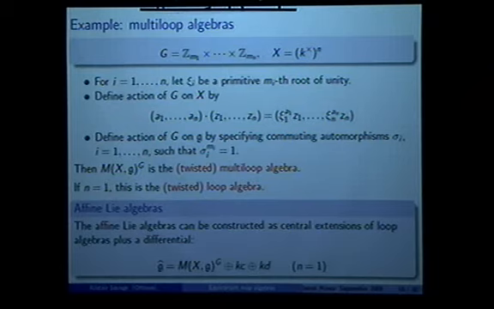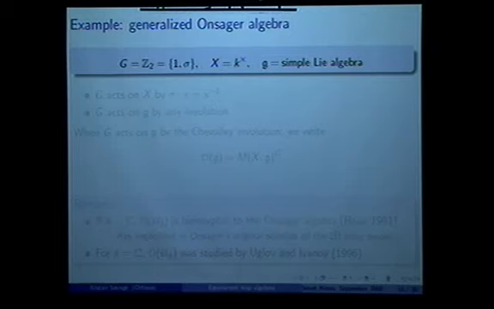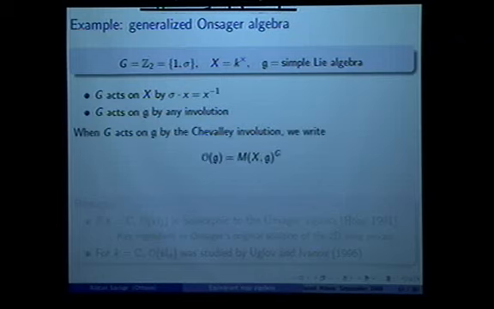So that's one special case of equivariant map algebras. Another is called a generalized Onsager algebra. So here our group is just Z_2, our variety is just K star, and g is any simple Lie algebra. So then we have a group action on the variety just by taking x to x inverse. We can have g act on our Lie algebra by any involution we want. And in a special case, when it acts by the Chevalley involution, we'll call this O(g).